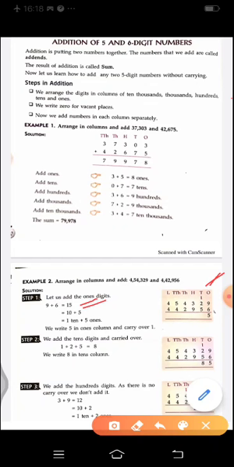Okay, so 15 can be written as 10 plus 5 ones. So here we will write the 1s place digit and carry the other. In this way, we can say that when we add 9 plus 6 we find 15. So we will write the 5 of 15 here and carry 1 to the 10s.